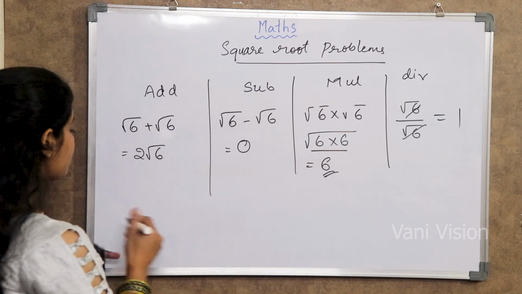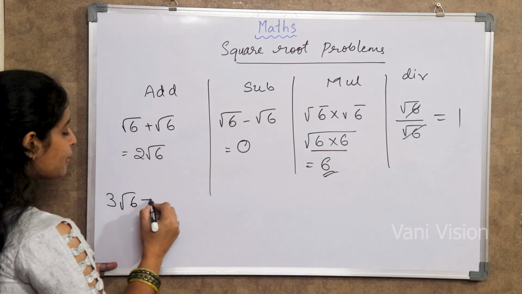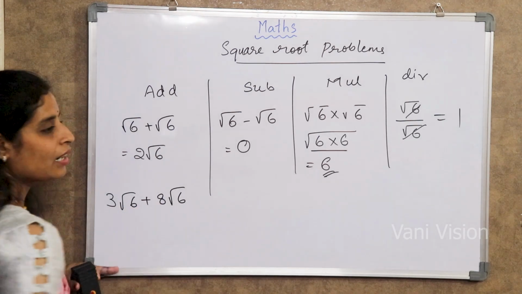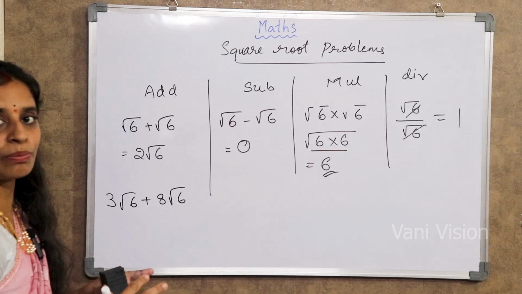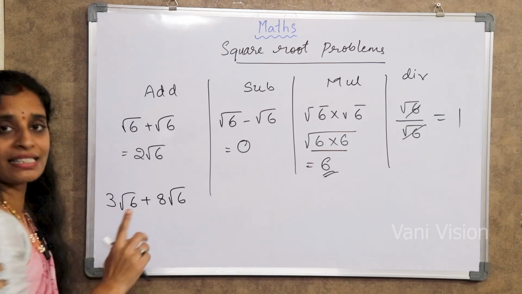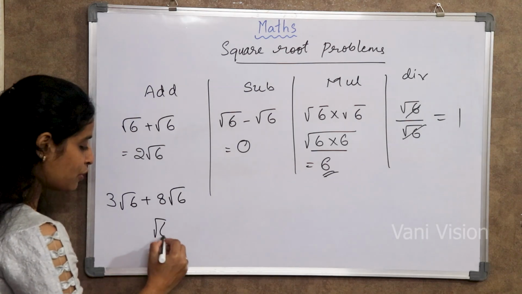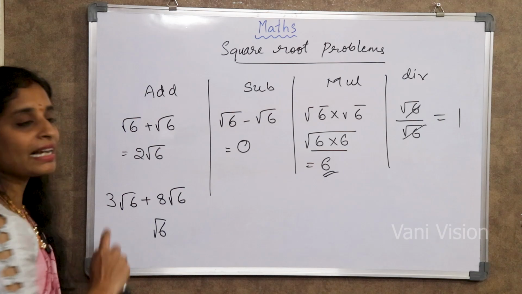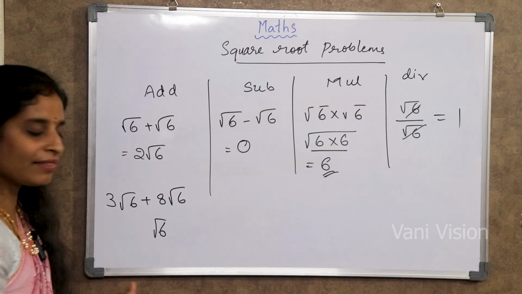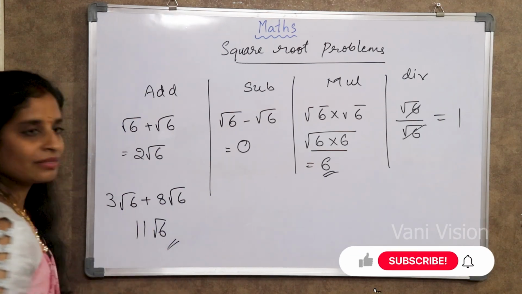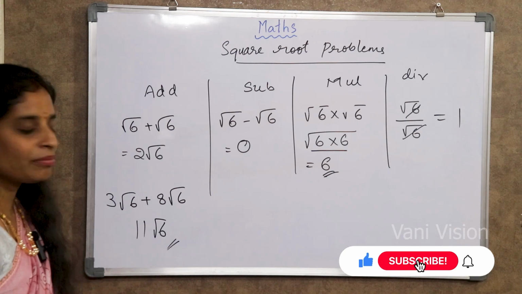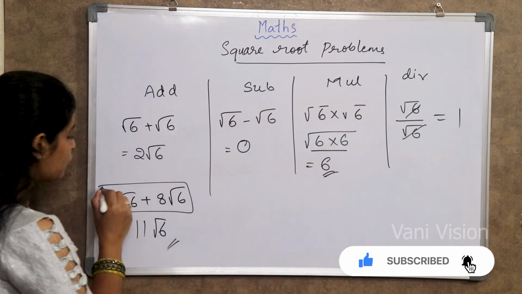Now, see one more example I will give you. 3 root 6 plus 8 root 6. How are you going to find it? So, in this method, root 6 is common here, right? When root 6 is common, we can write 1 root 6 down. Now 8 plus 3, how much? 8, 9, 10, 11. Is it right? It was easy.